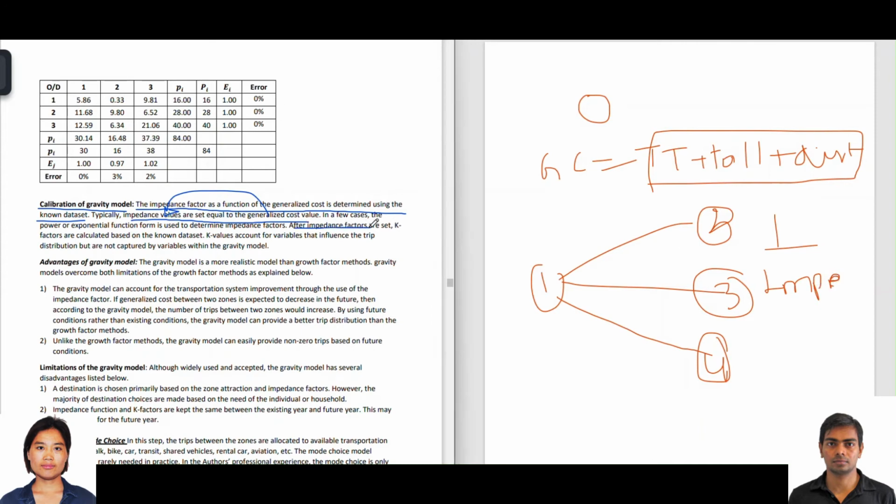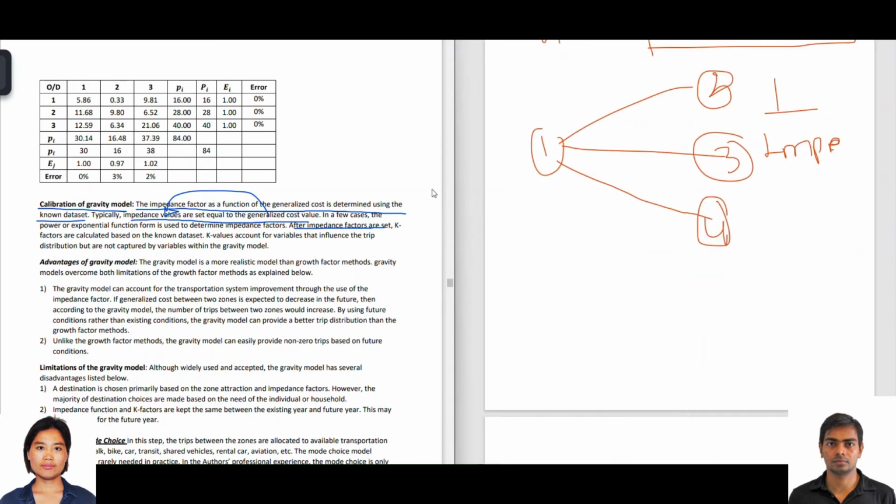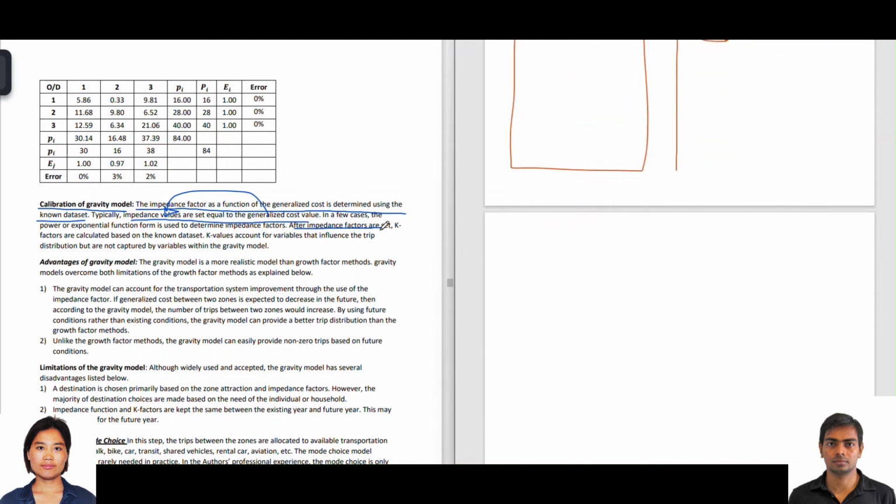So after impedance factors are set based on the bigger database, what we do is we do not go and calculate the generalized cost one by one. What we do is we have the OD trip pattern for existing, and we try to estimate it based on the larger data set we know. So after impedance factors are calculated based on the known data set, the K values are calibrated. So the K value accounts for variables that influence the trip distribution but are not captured by standard gravity model, like we discussed just a few minutes ago.